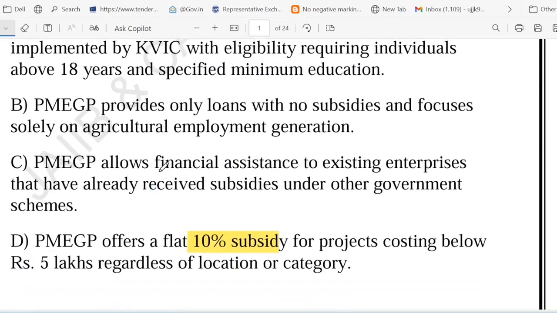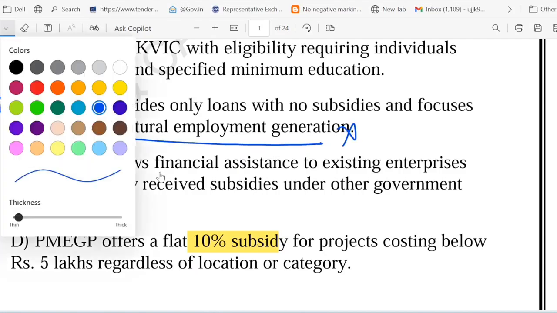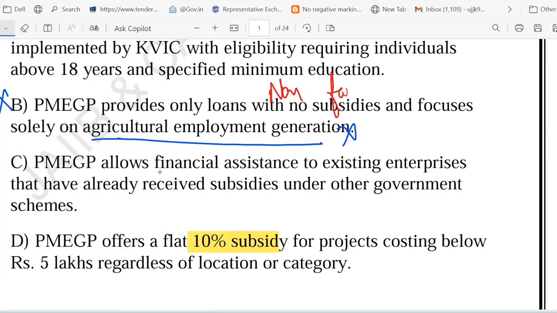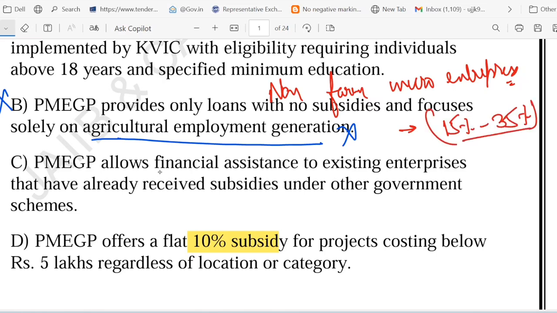Let's look at option B. Option B says it provides only loan with no subsidy. That is wrong. PMEGP is not about agriculture, it's about non-farm micro enterprise, like a small shop, workshop, or service unit. And it provides both loan and subsidy. Subsidy can range from 15% to 35% depending on the location and category of the beneficiary. So option B is completely misleading.